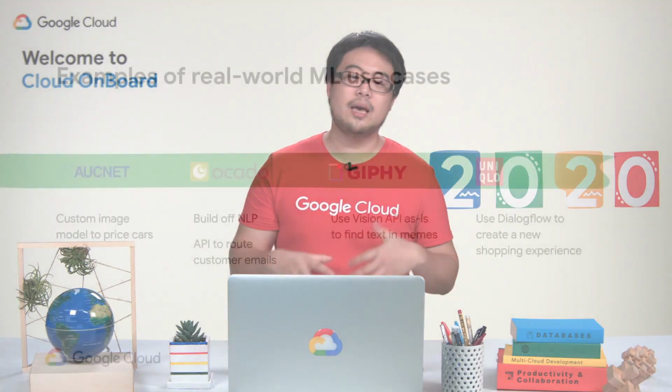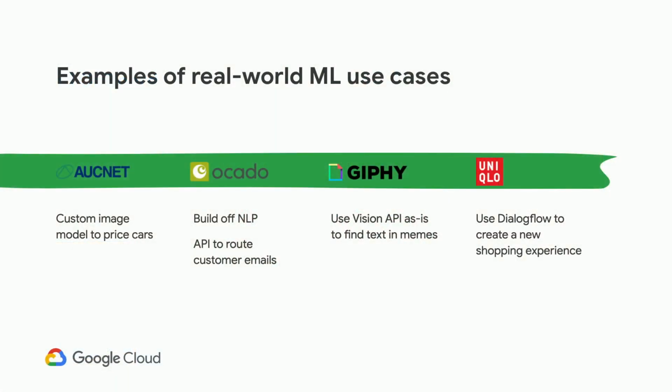Okay, and the second one is Ocado. This is the one we mentioned, which is using the Natural Language API to route customer emails and take care of feedback, because Ocado is an online grocery shop and they have a lot of feedback every day.